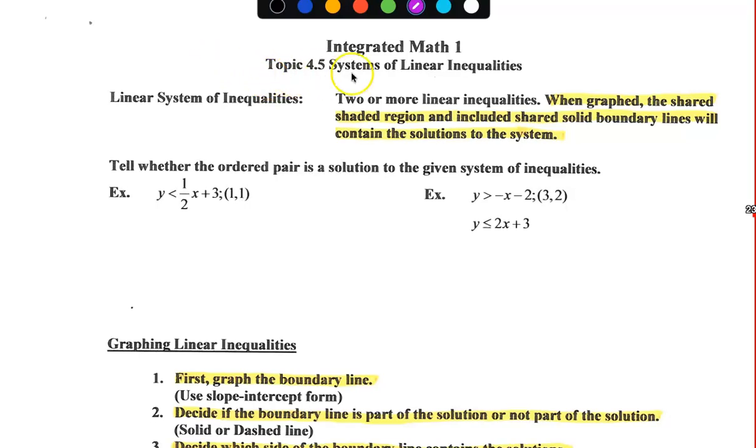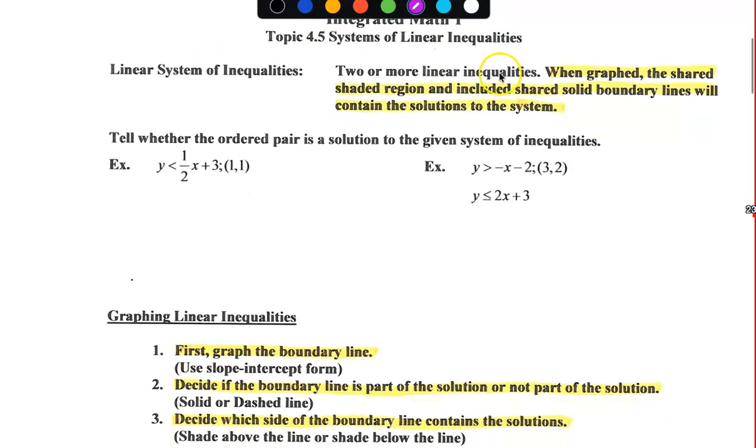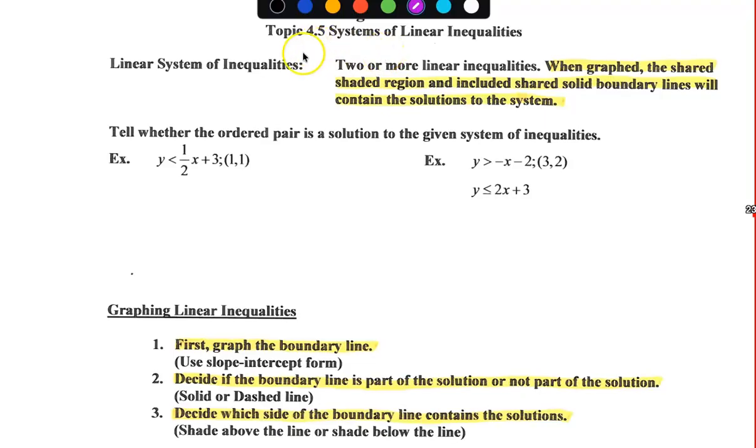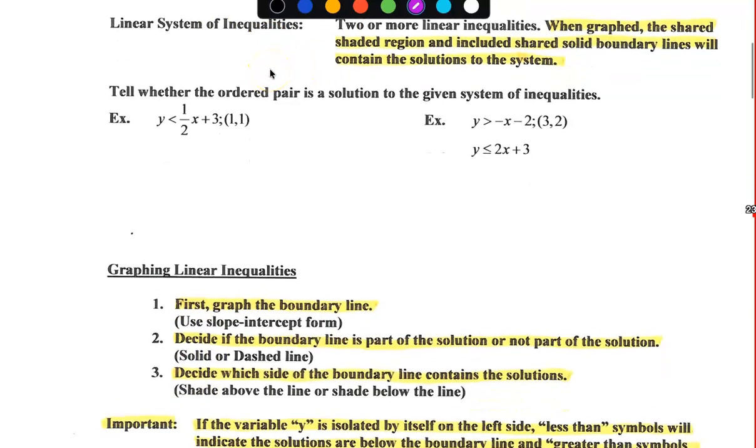In this lesson, we're going to solve systems of linear inequalities. So what's the difference between this and the last lesson we just did? Well, now we're going to have a system of inequalities instead of just one. So we're going to have two or more linear equations. And that's pretty much it. So we'll graph both of them and see where they both shade and be our solution.